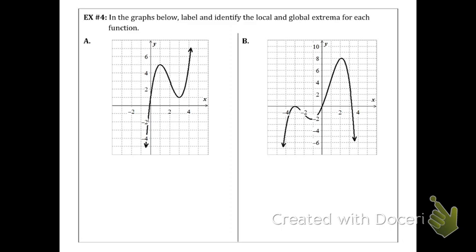All right, so in example 4 here, it says in the graphs below, label and identify relative and global extrema for each function. So we're just going to go through and identify these points. So I would go through and find their ordered pairs using that second trace.